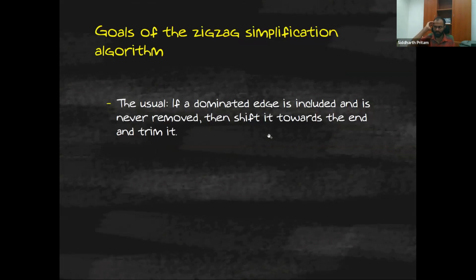There are other things involved in zigzag, namely the goals of simplification. In the usual standard persistence, the goal was simple. You start with the edge, you try to shift it until the end and trim it out. That could be applied here too. So if an edge is dominated when it was inserted and it was never removed in the sequence, then you can shift it towards the end and trim it.